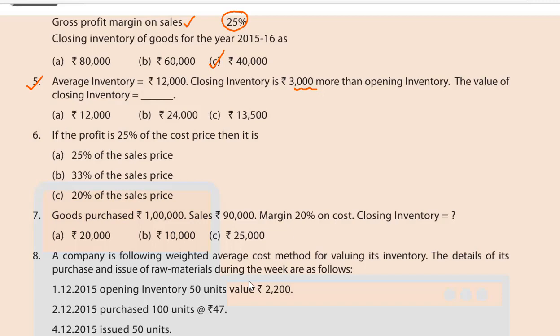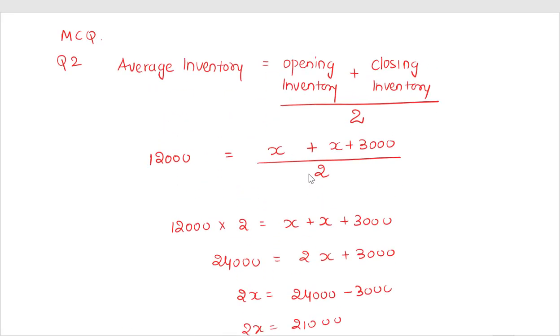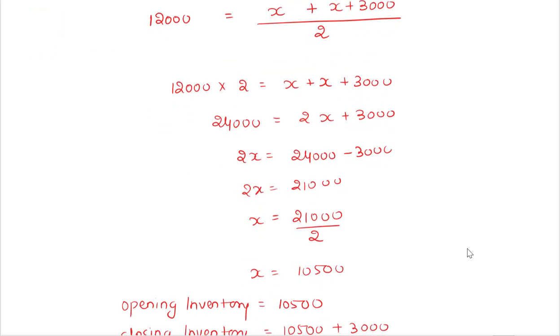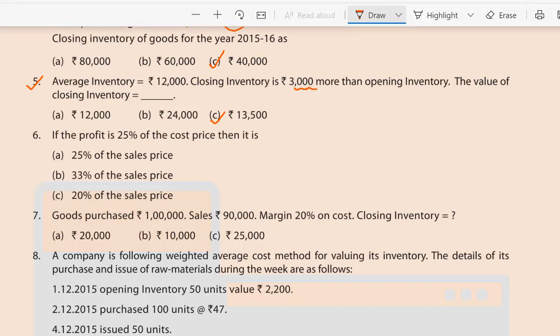The value of closing inventory would be... I think this question is the same as question number 2. The answer is 13,500. Option is 5C, 13,500.